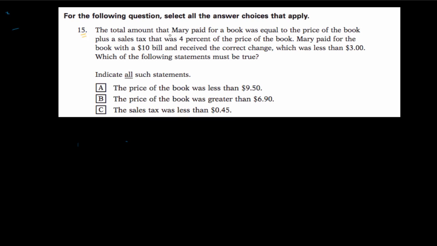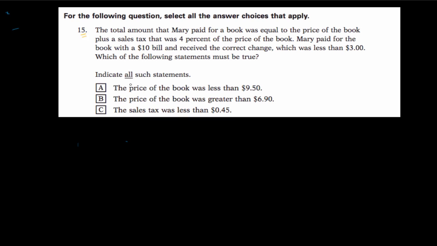The total amount that Mary paid for a book was equal to the price of the book plus a sales tax that was 4% of the price of the book. Now Mary paid for the book with a $10 bill and received the correct change, which was less than $3. Now, which of the following statements must be true?